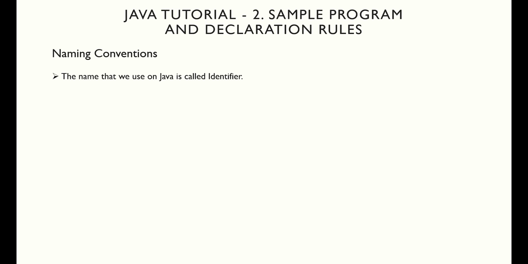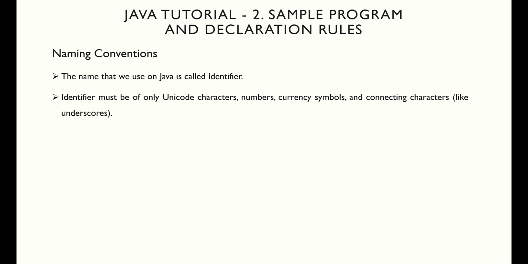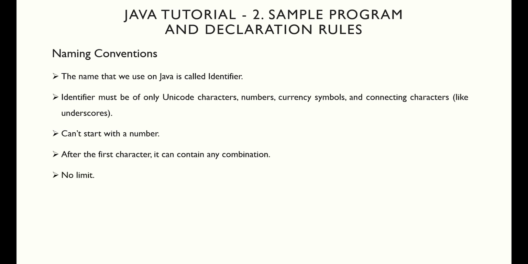There is a detailed Java code conventions document available for naming classes, methods, and variables. We will look at some of the key points. An identifier must contain only Unicode characters, numbers, currency symbols, and connecting characters like underscore. It must start with a letter, currency character, or underscore. It can't start with a number. After the first character, it can contain a combination of letters, currency characters, connecting characters, or numbers. There is no limit to the number of characters.